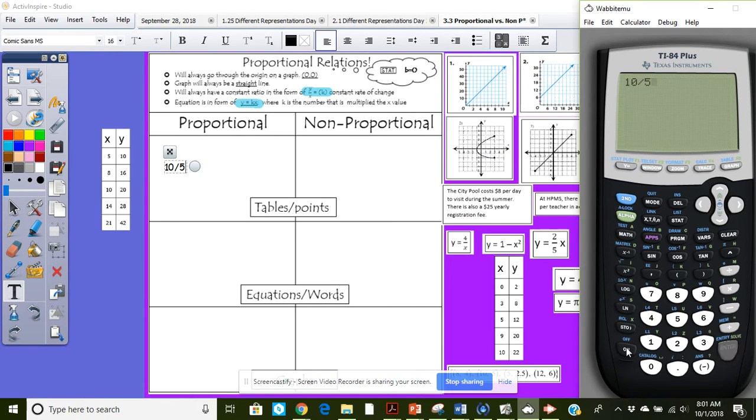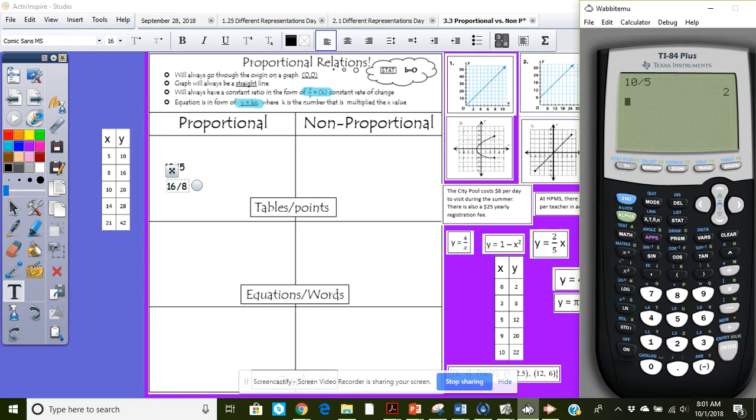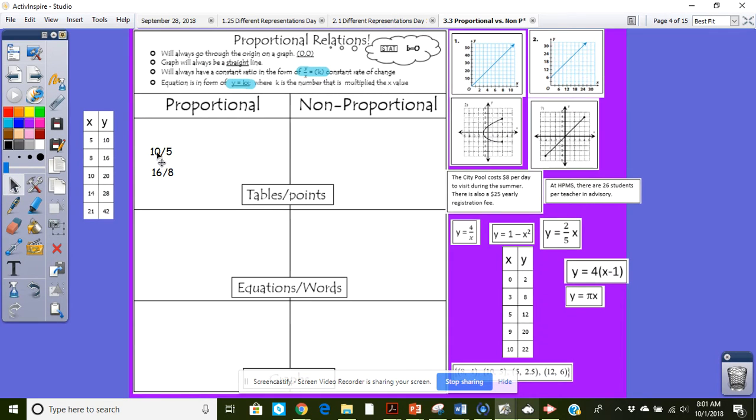If we do 10 divided by 5, I get 2. Then you want to do another point to make sure that it stays the same. So 16 divided by 8, and we get 2. If we keep going down the list here and dividing y by x, we're going to get 2 every time. When you see that, then you know that those are proportional relationships. So that one would go into this box here.